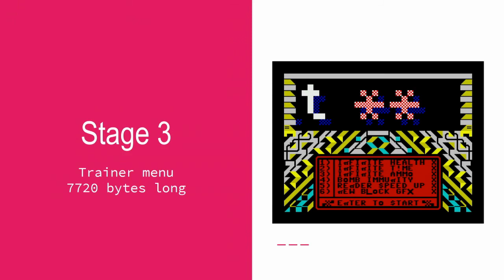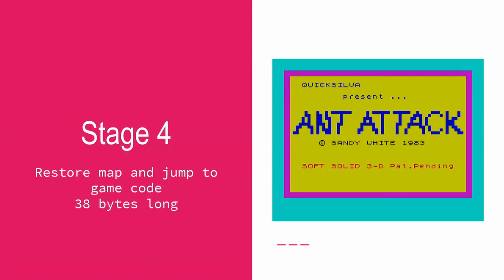So there's one last stage to this, which is stage four. Stage four is the tiniest payload of all. This has been carried all the way through from all the other stages right to the end. And this is like landing on the moon. This is the final bit. What we do is copy these 38 bytes into screen memory, and then we jump to it. And what these 38 bytes do is decompress the map back into the original position, and then jump back into the game code.